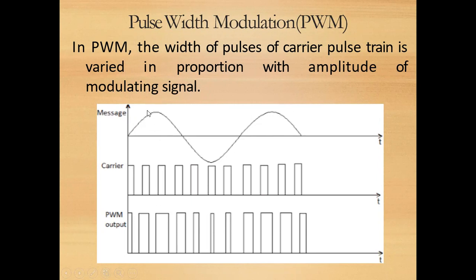As the amplitude of the modulating signal is high, the width variation is more. As the amplitude of the modulating signal is minimum, the width variation is minimum. So the definition is satisfied, and this is the waveform of PWM, pulse width modulation. According to the input message signal amplitude, the width will be varied.